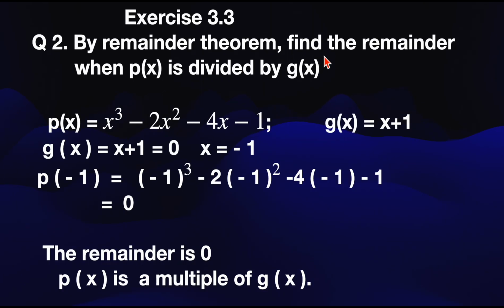By remainder theorem, find the remainder when p(x) is divided by g(x). Here, again we have to do the same thing. Put g(x) is equal to 0, find the value of x. Then substitute it in the polynomial p(x). Whatever value we get, that will be the remainder. In this sum, we get the remainder as 0.